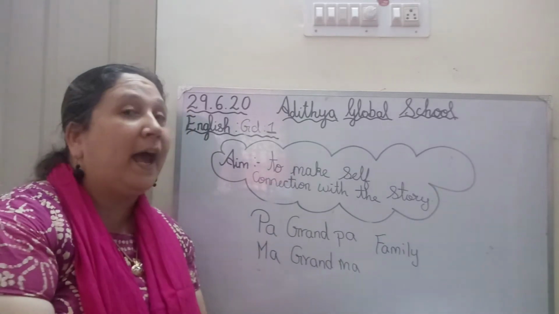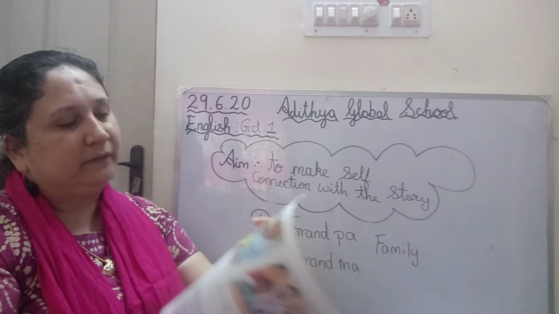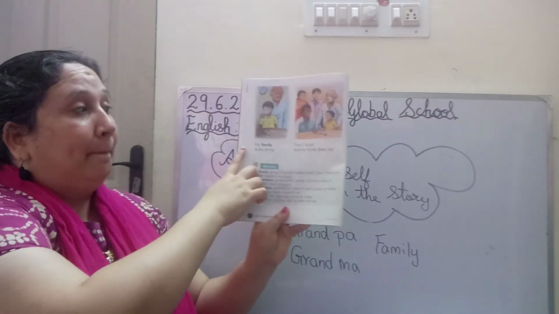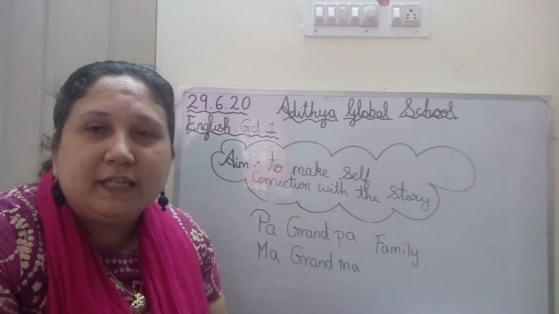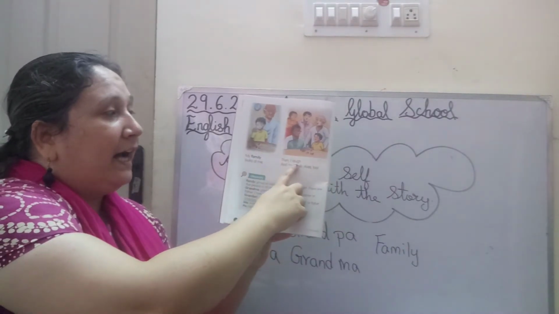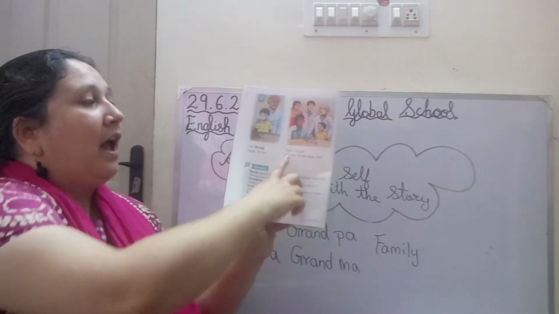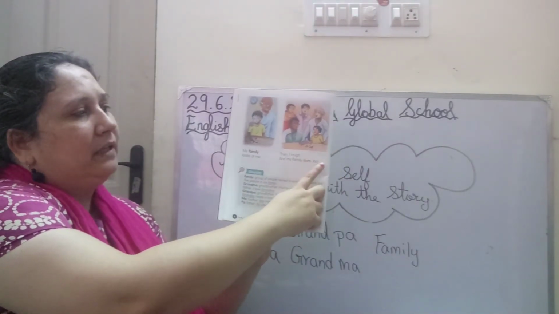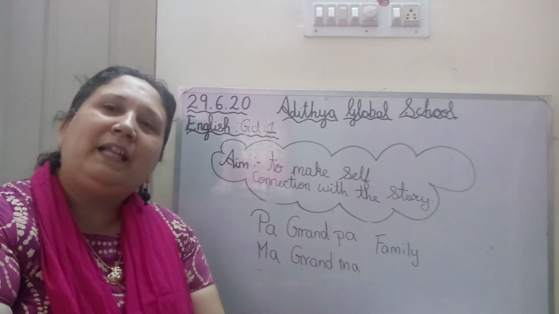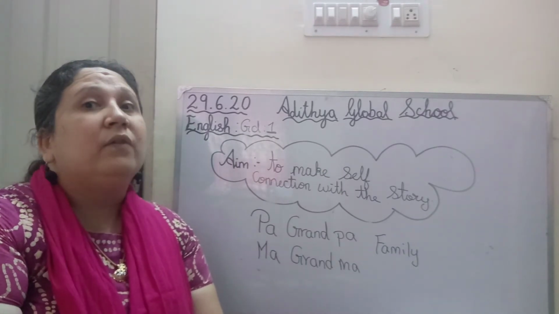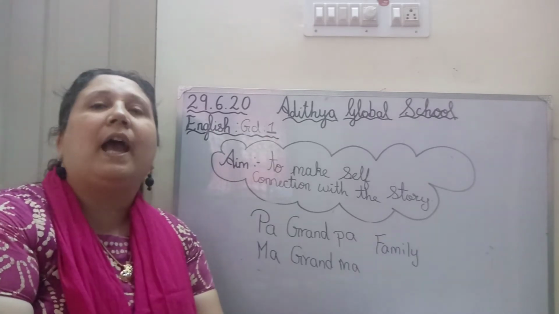And last, what happened? Take page number 8. My family looks at me. So all of them looked at him. Then I laughed. What did he do? He had a laugh. He had a smile. And my family does too. And what happened? His family also smiled at him. So what happened? We saw a boy. What did he have? Yes, he had a balloon.